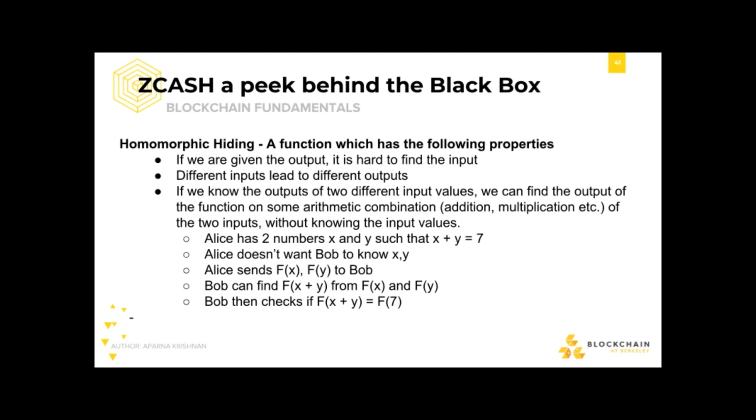So Alice can send a homomorphic function f of x and f of y to Bob. Now Bob, just using f of x and f of y, should be able to calculate f of x plus y. You can't do that with normal math, but using specific homomorphic functions, just given f of x and f of y, you're able to calculate f of x plus y. So Bob can now calculate f of x plus y and then see if that matches f of 7, and if that's so, he's convinced that I know such an x and y pair.